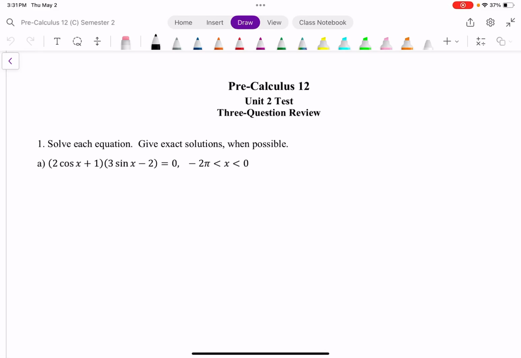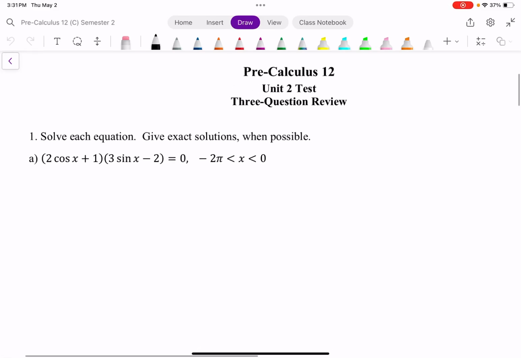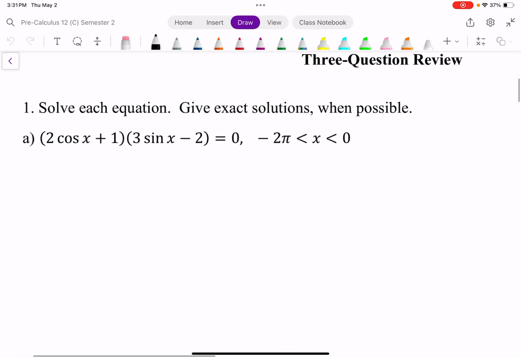All right, so working through the 3-question review for the trigonometry unit. Ideally, you've tried all these already. Start by solving an equation in which I only want to look at values between -2 pi and 0.